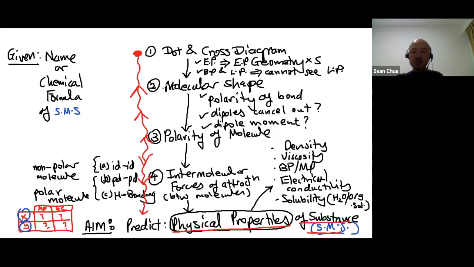Normally we start around polarity or molecular shape. We go back, but we don't go back to the dot and cross diagram. That's why I put another arrow all the way up. Look at questions, you will know what I'm talking about.